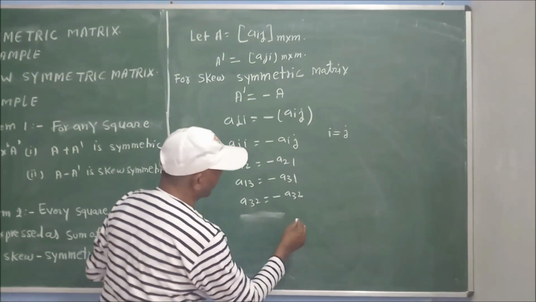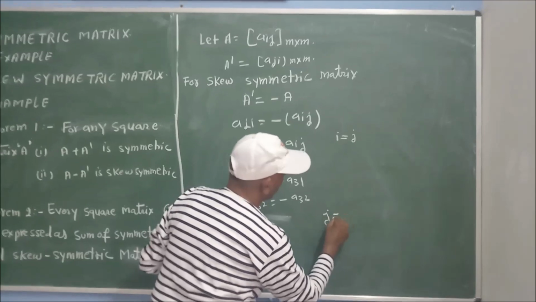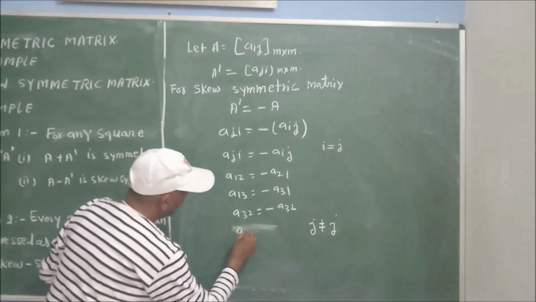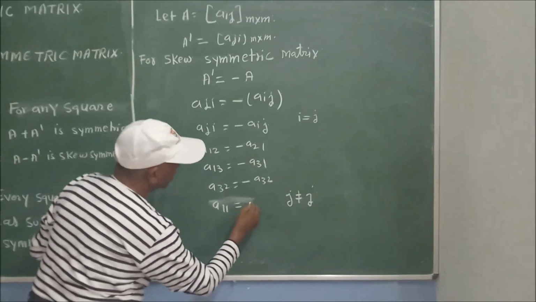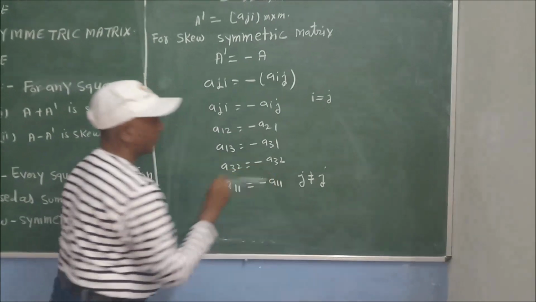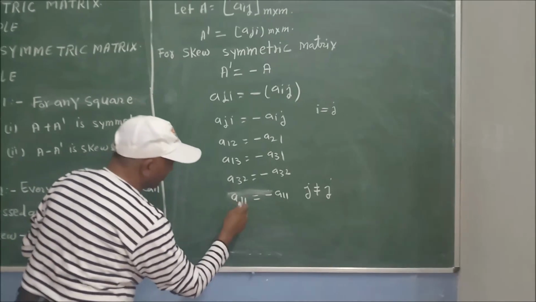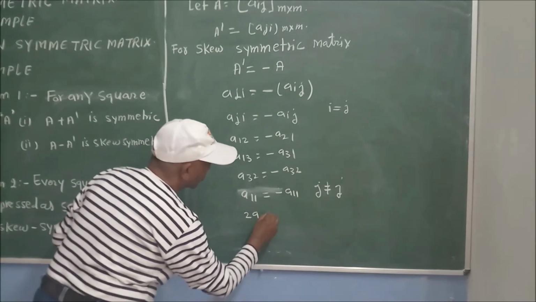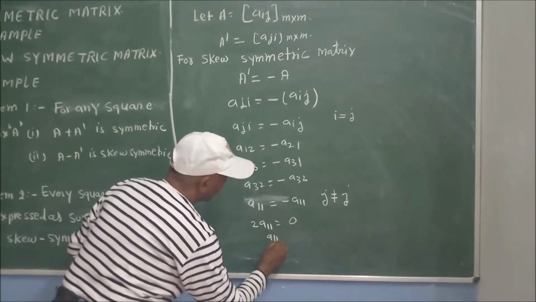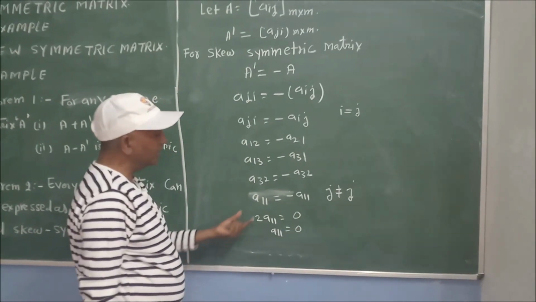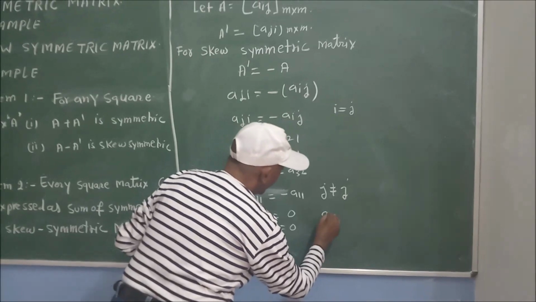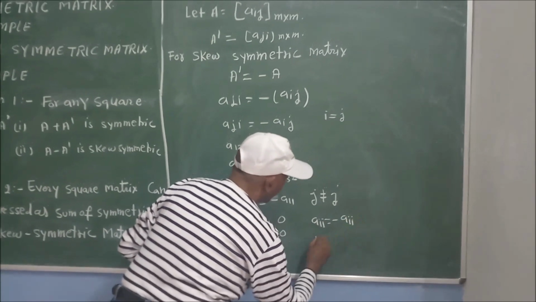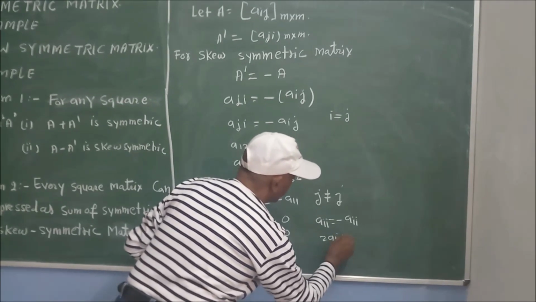But see here what happens when i is equal to j. Then we can say A11 must be equal to minus A11. That means if we take it completely to this side, we can say 2A11 is equal to 0. That means A11 is equal to 0. Similarly, in a general way we can say that Aii is equal to minus Aii. That means 2Aii is equal to 0.